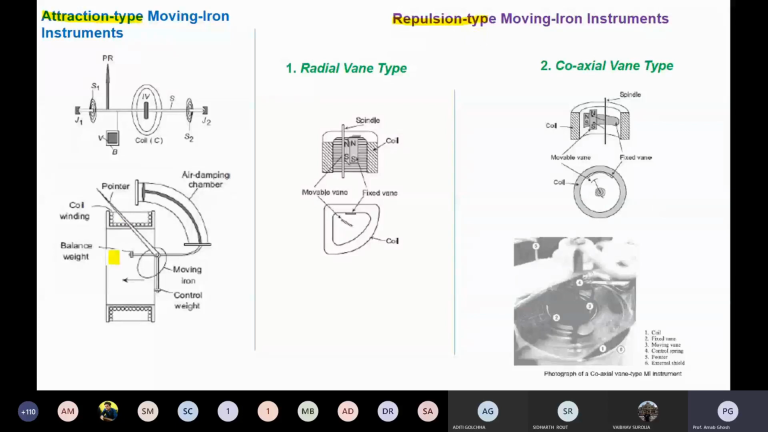First, the attraction type moving iron instrument, in cross section. It is not a horizontal cross section, it is a vertical cross section. You can observe that one moving iron is directly connected to the shaft or the pointer. To balance it, there is a balance weight connected over there. Another one is called the controlling weight. Two things can be observed.